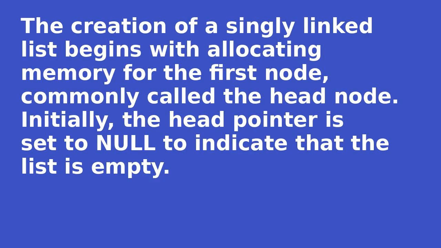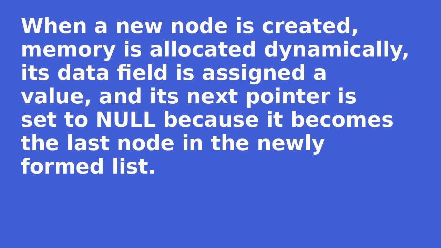The creation of a singly linked list begins with allocating memory for the first node, commonly called the head node. Initially, the head pointer is set to null to indicate that the list is empty. When a new node is created, memory is allocated dynamically. Its data field is assigned a value, and its next pointer is set to null because it becomes the last node in the newly formed list.